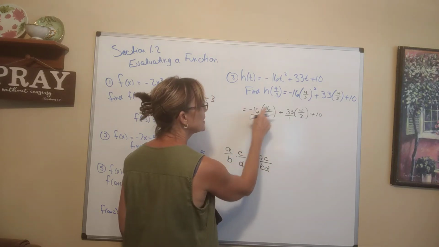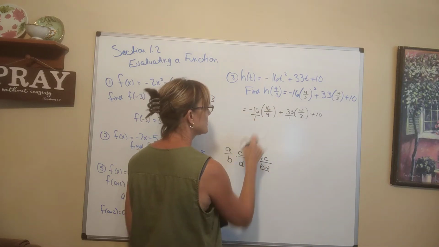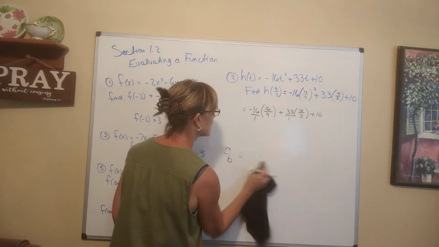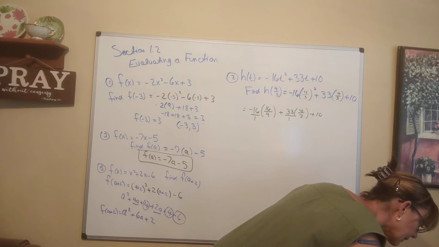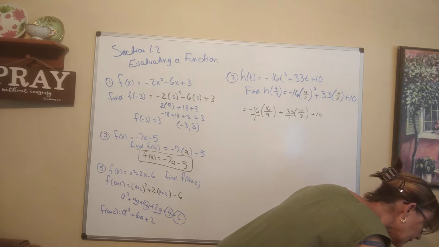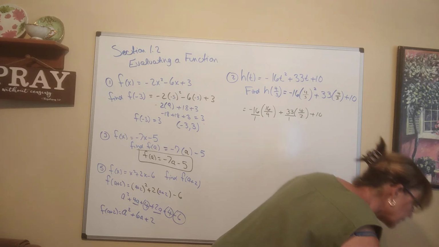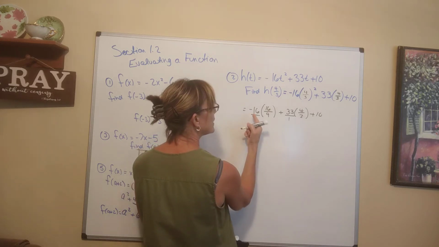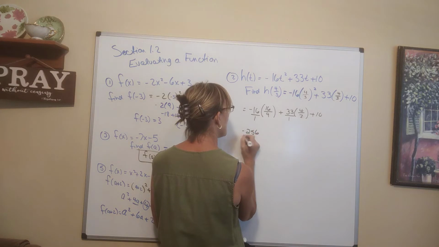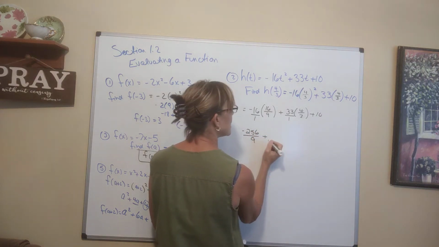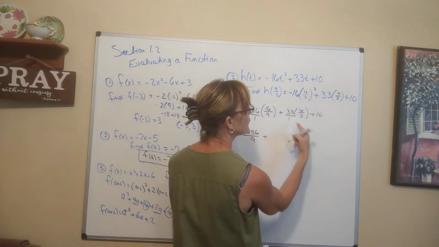So I can take 16 times 16 over 1 times 9. Now, I'm going to use my calculator to multiply 16 times 16 because I don't know what that is. Let's see. 16 times 16 gives me 256. So we'll have a negative 16 times 16, or negative 256 over 9 plus, right here, if I want to simplify a little bit, I can.